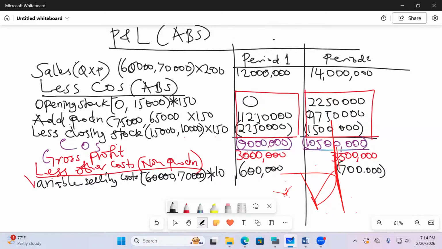Do we have any other non-production cost? Fixed selling. Have they given us the fixed selling cost for a whole year? How much? 2.8 million. So you divide by 2, which gives us what here, somebody? 1.4 million.